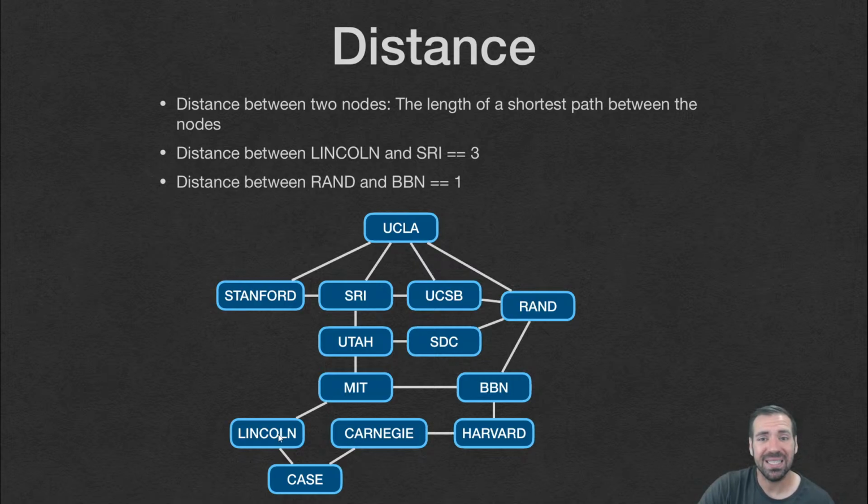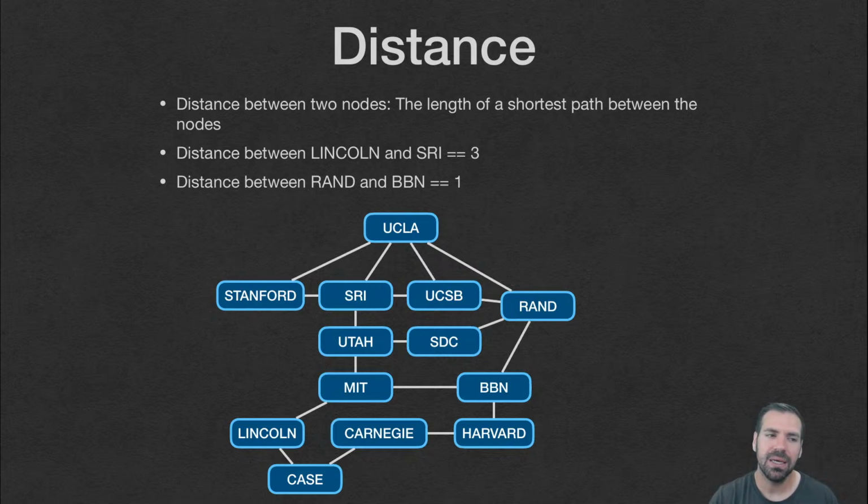So what's the fastest we can get between 2 nodes? Lincoln and SRI has a distance of 3 because there exists a path, this path right here of length 3. And try as you might, you're never going to look at this graph and find a path of length 2 connecting those 2 nodes. And any 2 nodes that are connected by an edge, their distance is always going to be 1. So RAND and BBN has a distance 1 because they're connected by an edge. So that's distance. And distance is the key thing that we need for task 8.